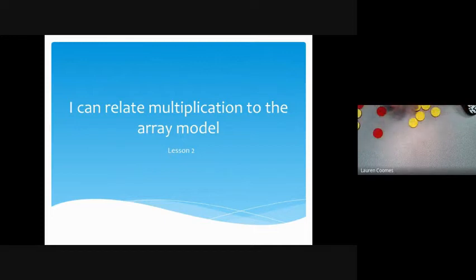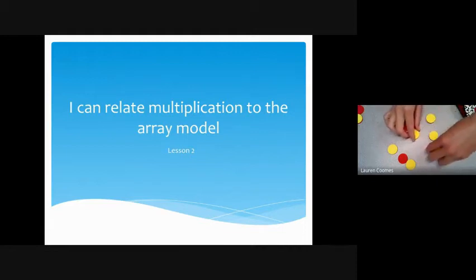1, 2, 3, 4, 5, 6, 7, 8, 9. Everybody see my 9 objects? So right now, are they organized? No, they're not organized, are they? But what I can do so that it's easier for me to know how many I have is to put them in an organized way.